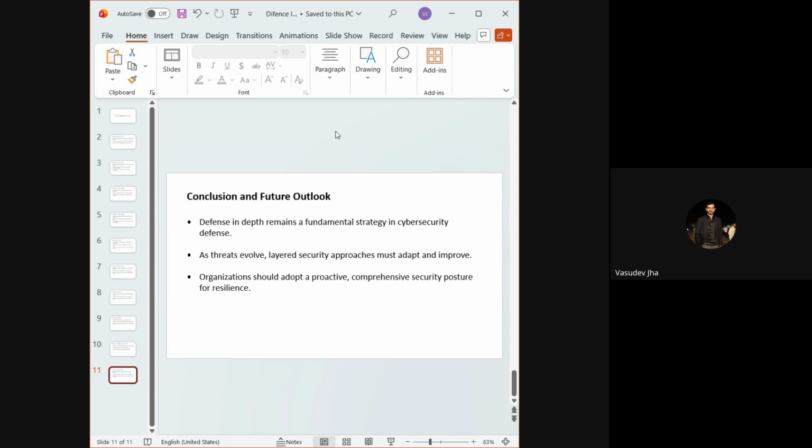For the conclusion, we can write that defense in depth remains a fundamental strategy in cybersecurity defense. As threats evolve, the layered security approach must adapt and improve, and organizations should adopt a proactive, comprehensive security posture for resilience. Okay, so this is all about defense in depth.